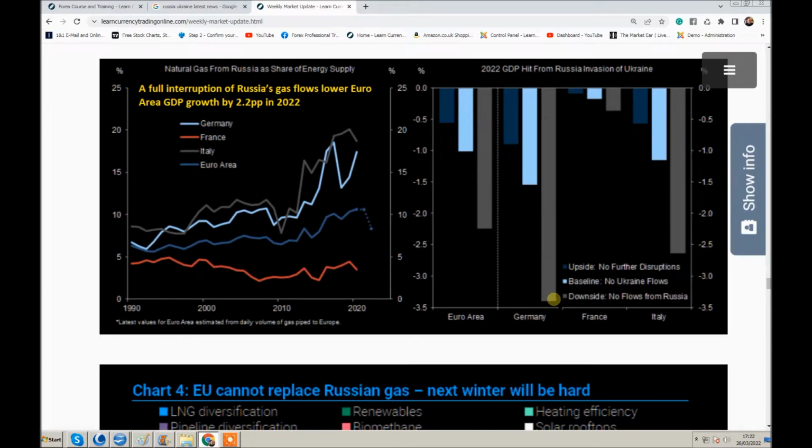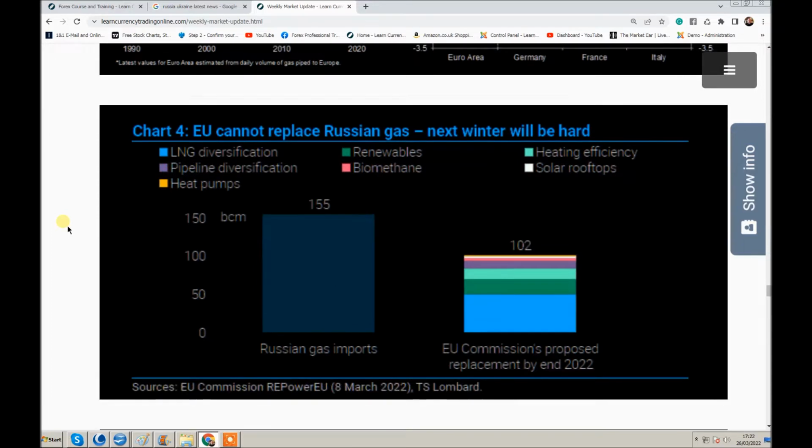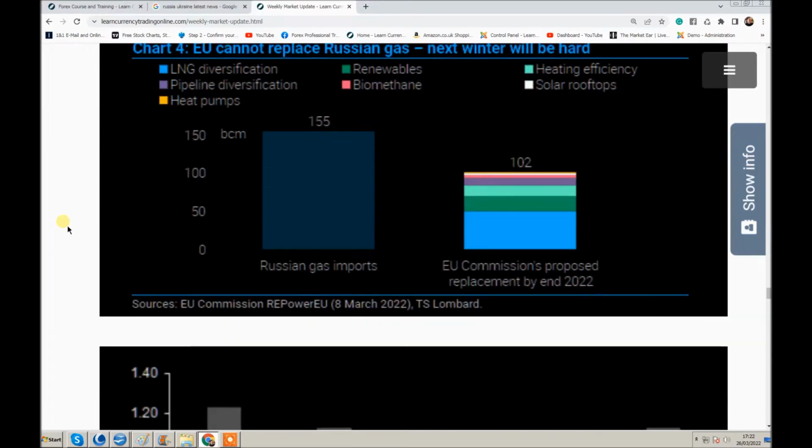But if the gas is cut off by Russia or the EU decide not to import it anymore, which I think is unlikely, I think Russia might cut it off, then you've got a hit of nearly 3.5%. But yeah, even if we don't get the worst eventuality, high gas prices are here to stay for Eurozone, and they can't replace Russian gas quickly.